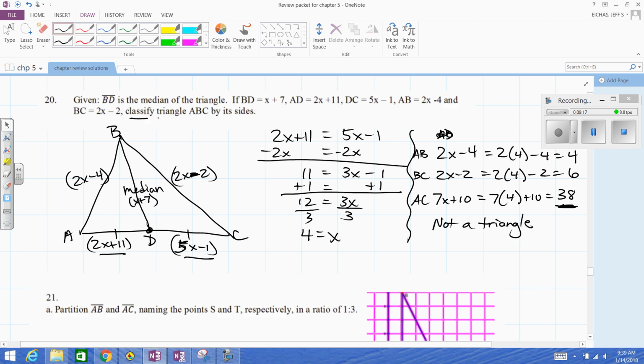How do you classify it by its sides? I think what they're trying to find out is they're all different, so they want you to say scalene, but it really isn't a triangle. So, all right.